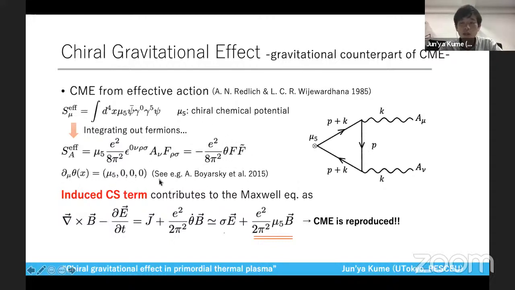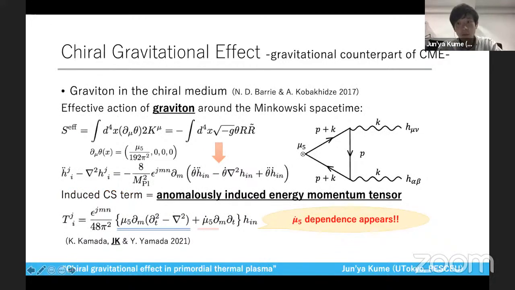Now you can see how it contributes to the equation of motion. This term appears as an additional component of the electric current. So now you can see the CME is reproduced from this effective action. And the point is that a similar discussion holds for the case of the graviton, or the metric perturbation.